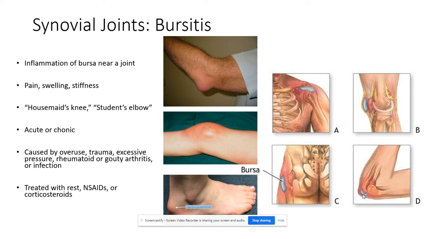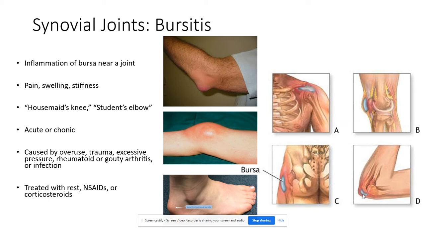Bursitis is a type of inflammation that can occur in the locations where you have the synovial joints. You may have pain, swelling, and stiffness. It can be acute or it can be chronic. It will be caused due to overuse. It can be caused by trauma or excessive pressure.